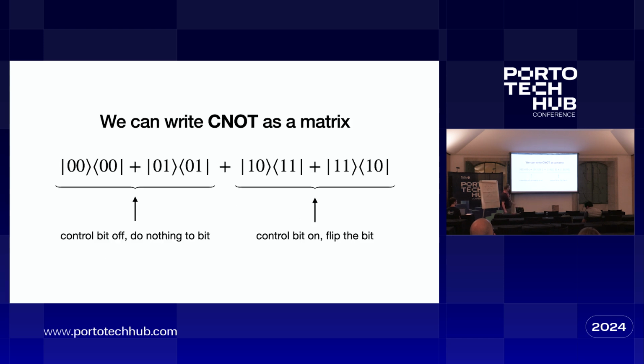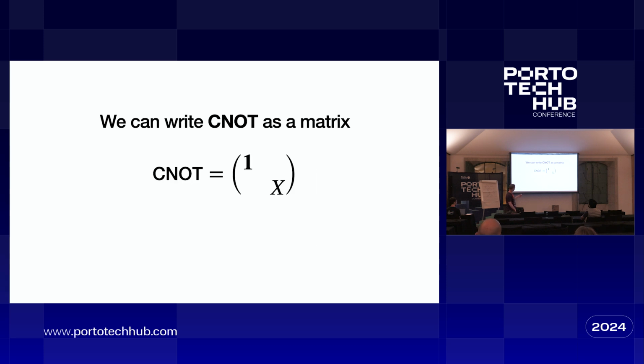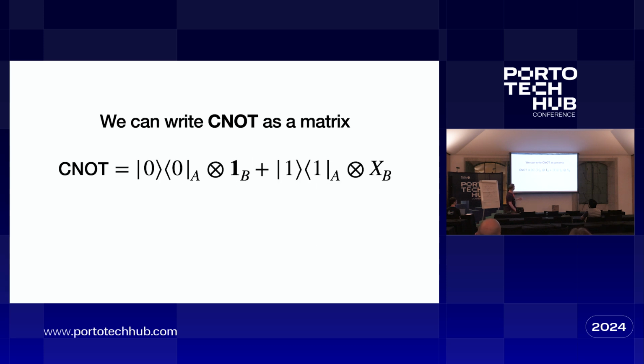So we can write this as a matrix, just like this. I think we've done a lot of this before, so I'm not going to write it out. This says, essentially, if the first bit is 0, we leave the second bit alone. This says, if the first bit is 1, we flip the second bit. Yeah? Or we can write it out like that, and it looks like that. Same thing. Or we can write it like that.